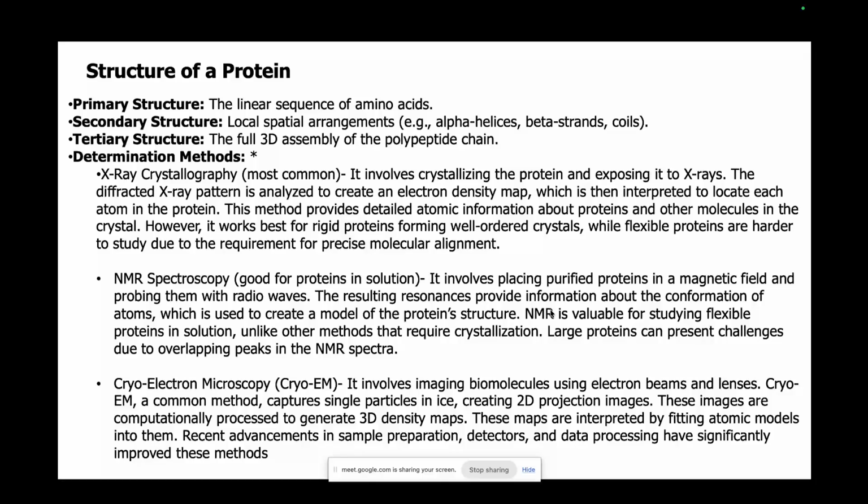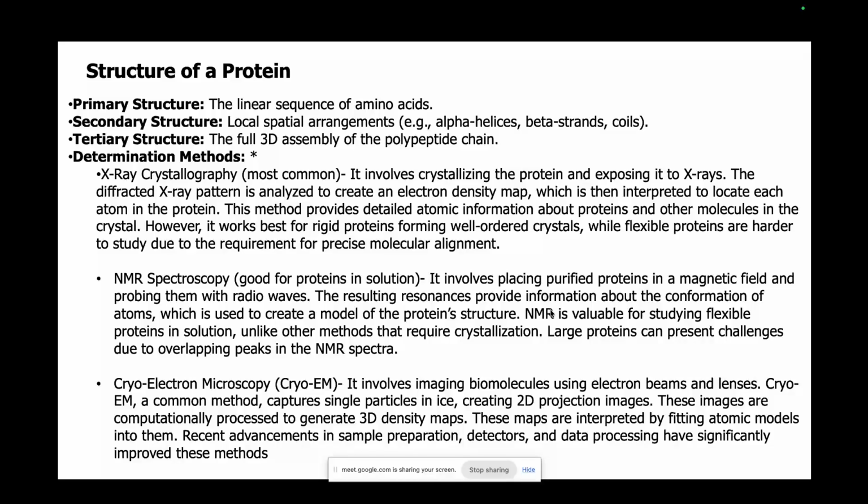So let's get started. A quick recap. The 3 or 4 levels of structure of a protein. At the primary level, you have just the linear sequence of amino acids, and different combinations of these amino acids are held together by peptide bonds. On the next level, you have secondary structures, which are local spatial rearrangements. You have alpha helices and beta sheets as the most common of these secondary structures.